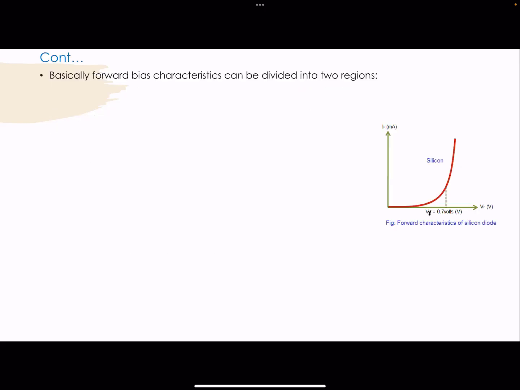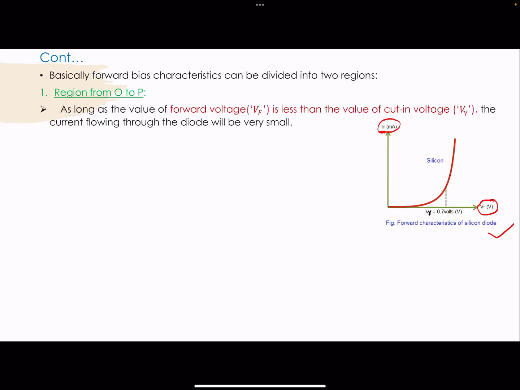Basically, the forward bias characteristics can be divided into two regions. So if you see here, this is the characteristics curve for the forward bias PN junction diode, for the silicon diode, which is plotted between the forward voltage Vf and the forward current If. Now the first region is from O to P. As long as the value of the forward voltage Vf is less than the value of the cut-in voltage V gamma, the current flowing through the diode will be very small.